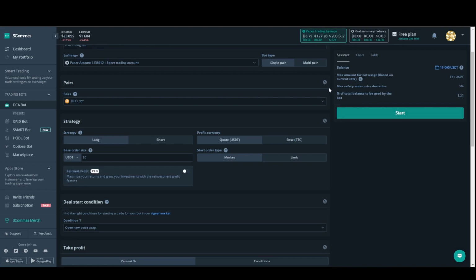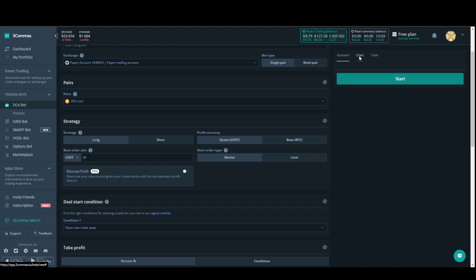For this, you could call this a tutorial. I don't even know what this is. This is a journey. That's what this is. We will be using quote as currency, so we'll take profit in USDT. Otherwise, it would be BTC.